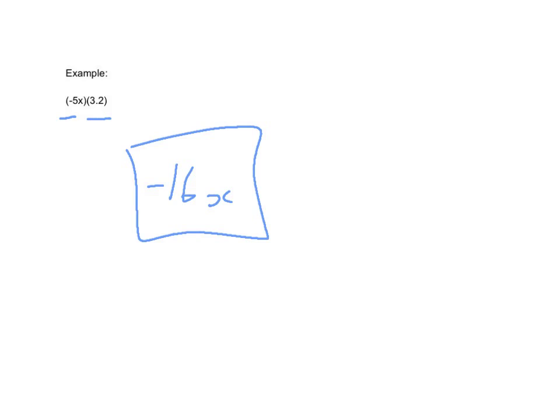Okay, that's all there is to multiplying monomials. You get a little bit of practice doing that, and you'll be a whiz at this in no time. Okay, hope that helps.